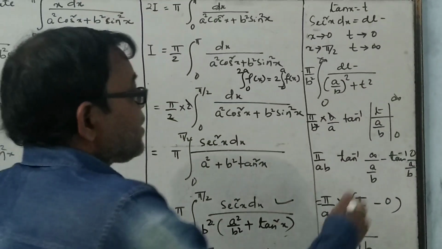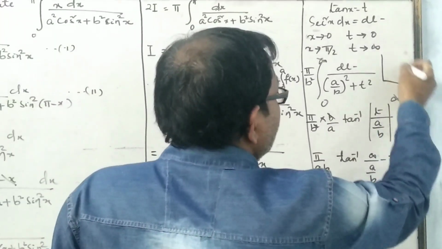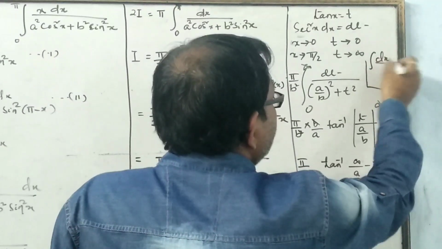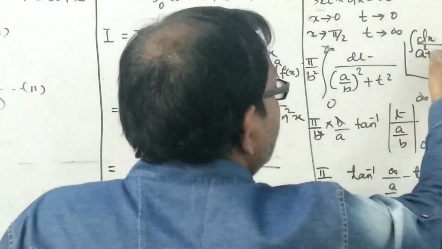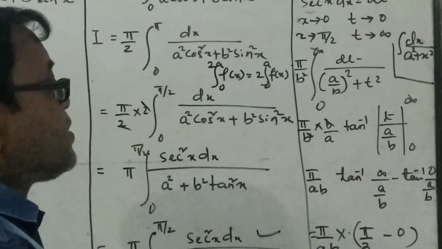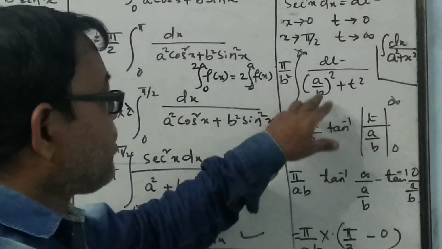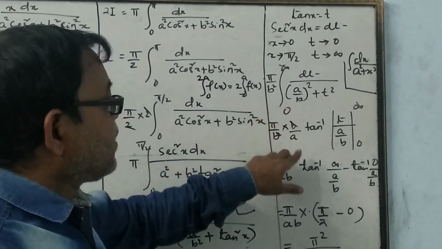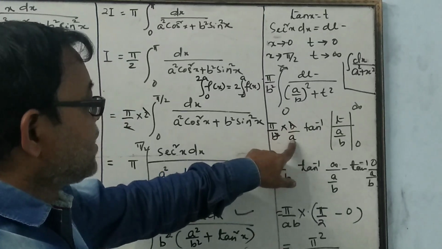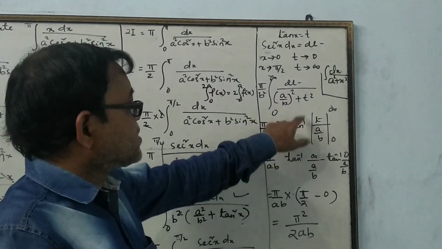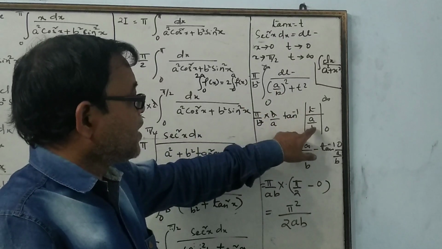Now we have got the integral of dx by a square plus x square. That is 1 by a, where a stands for a by b, so 1 by a by b is b by a, into tan inverse of x by a, that is t by a by b.